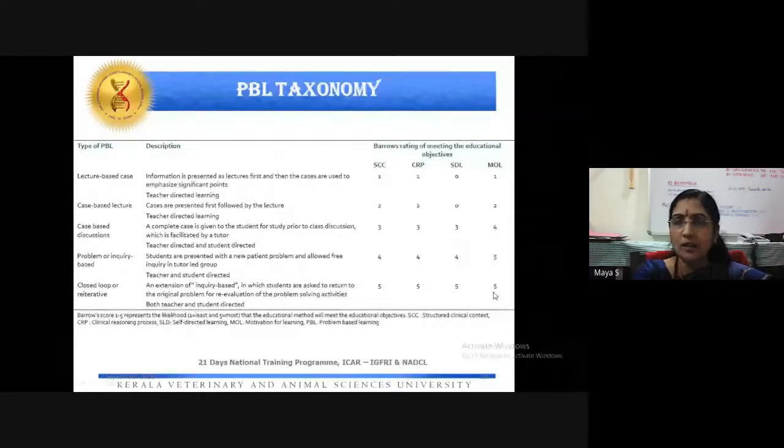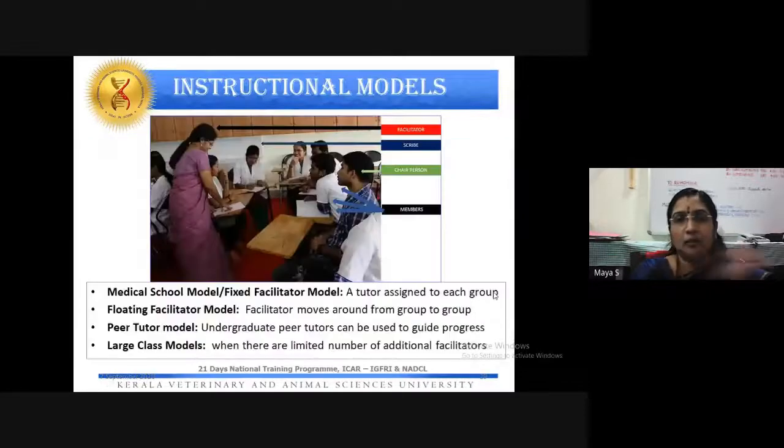So these are the 5 types of problem-based learning and the advantages for the teacher and to the students. Okay, now we'll see how problem-based learning is going to be implemented stepwise.